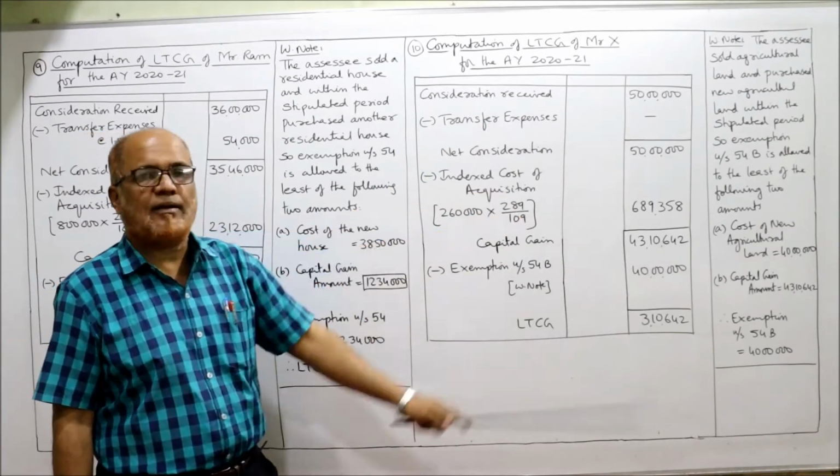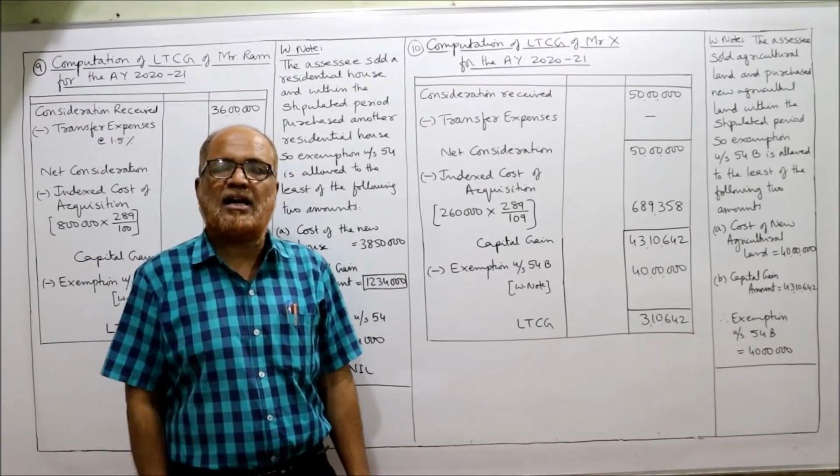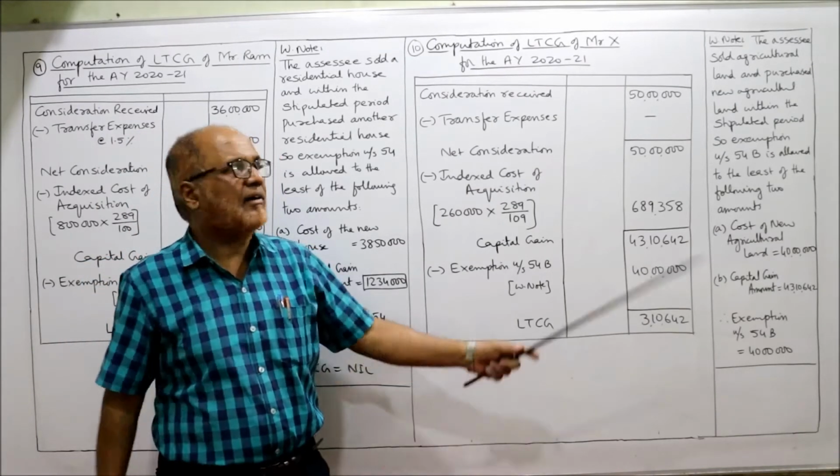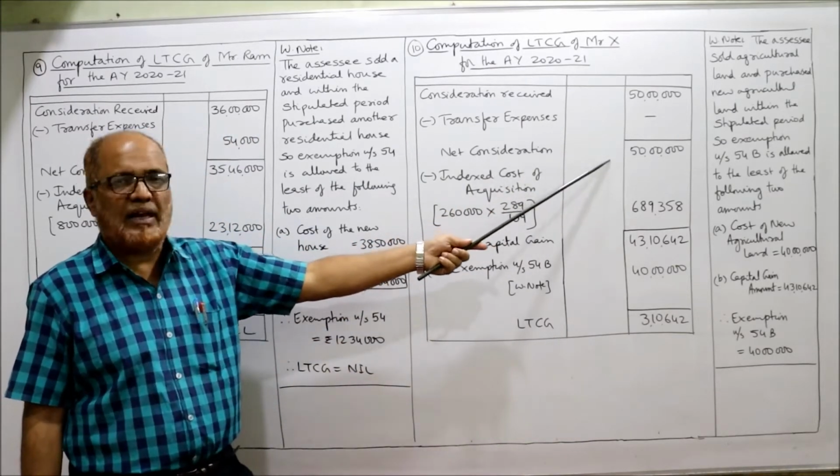Consideration received 50 lakh. How 50 lakh? 5 lakh rupees per acre, 10 acres are sold. 10 into 5 lakh, 50 lakh. No transfer expenses are given. So net consideration 50 lakh.